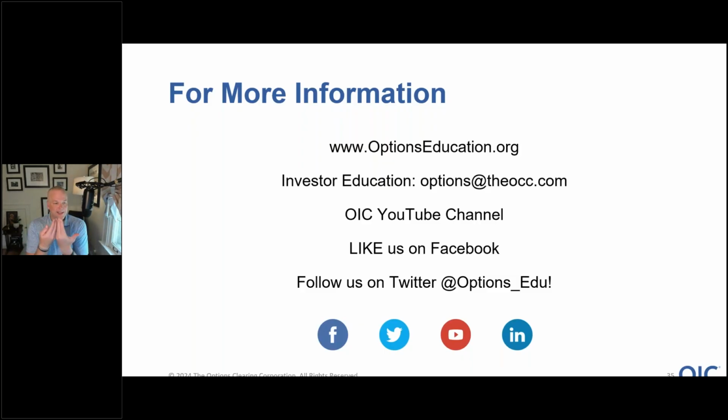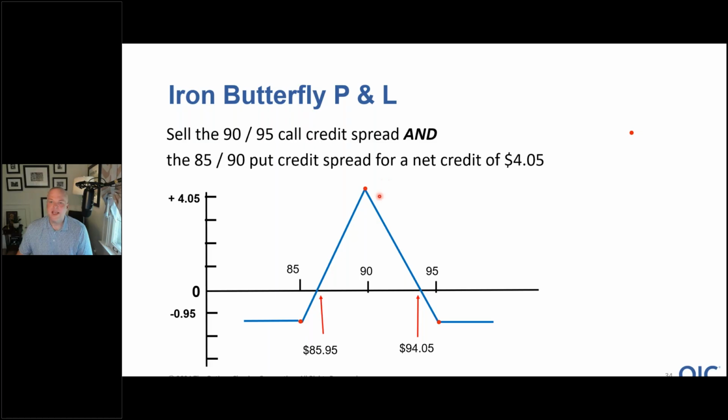Being long the inside strikes of the butterfly. So in the case that I showed you, let's go back and I'll show you. In this case, the graph would be inverted. And so you would take this and it would be down here, the 90 strike. So in this case, you would be long the 85-90 put spread and long the 90-95 call spread.